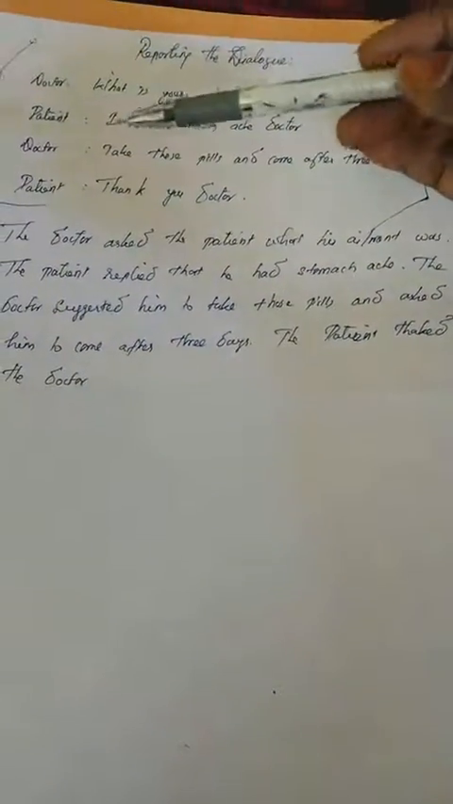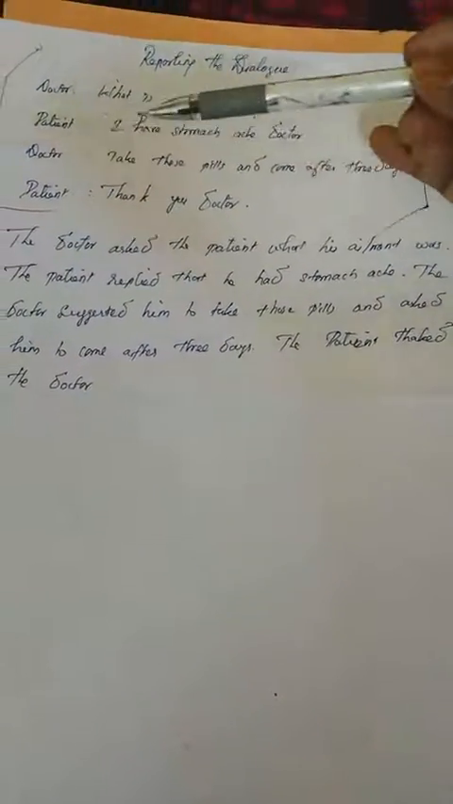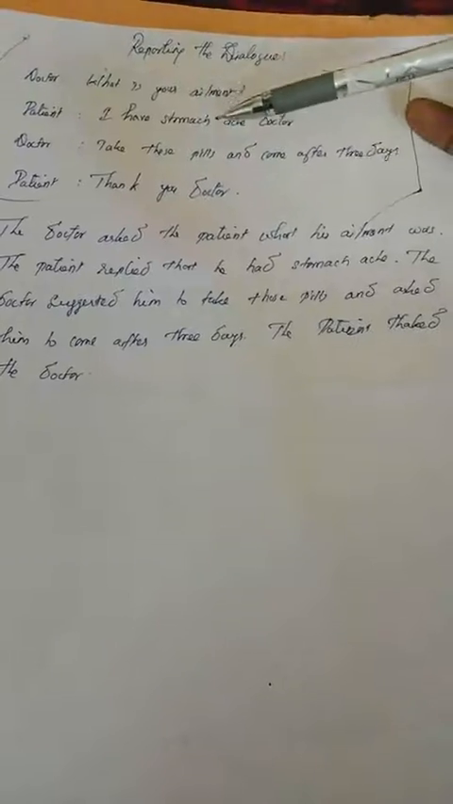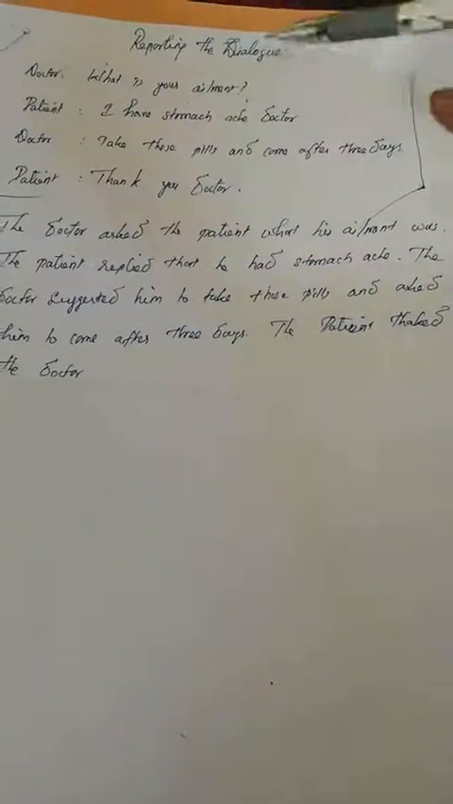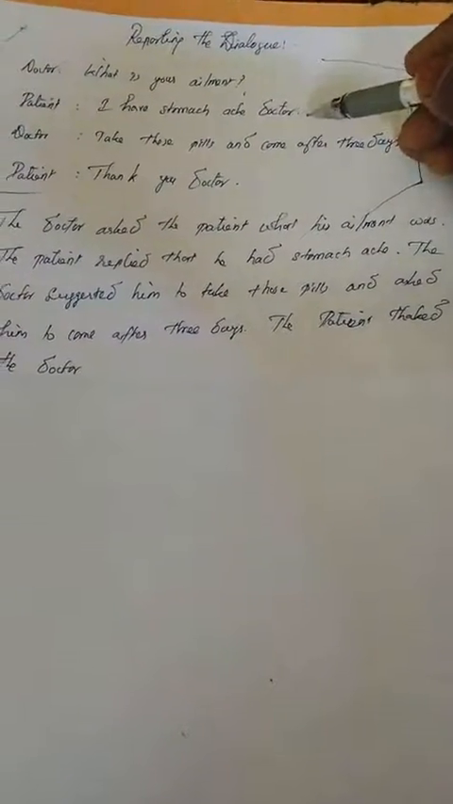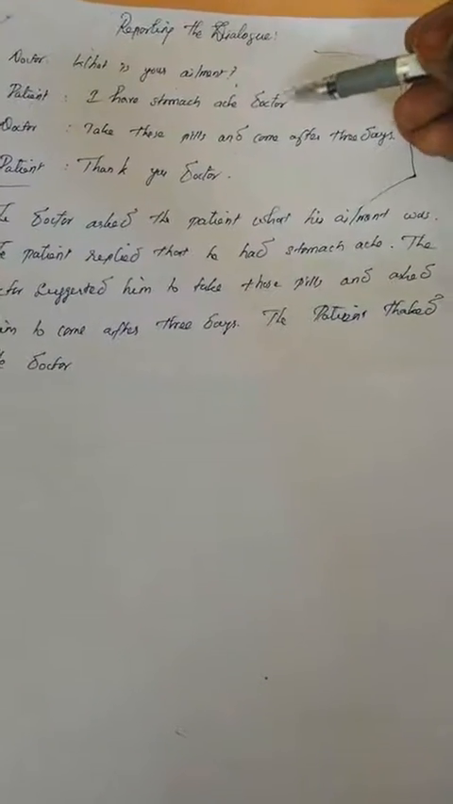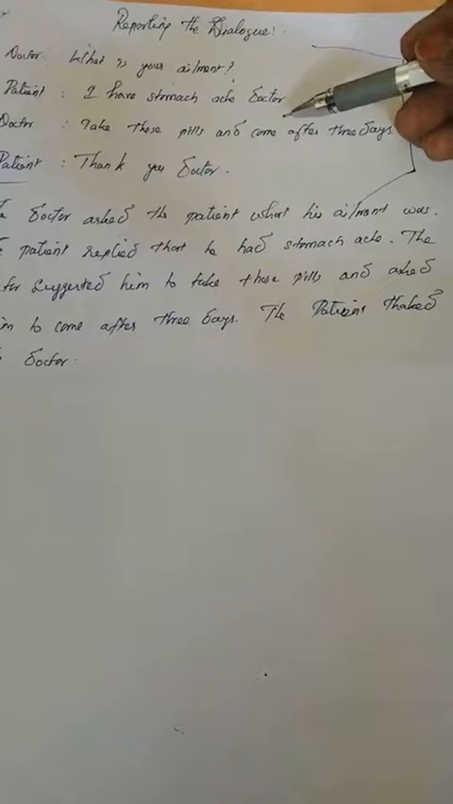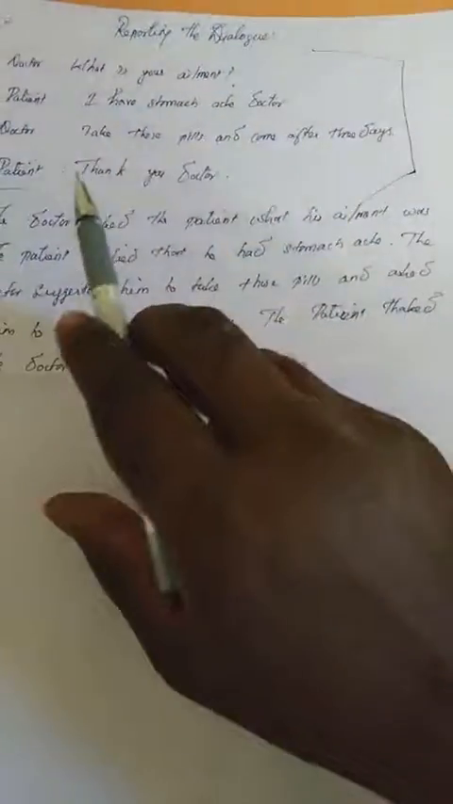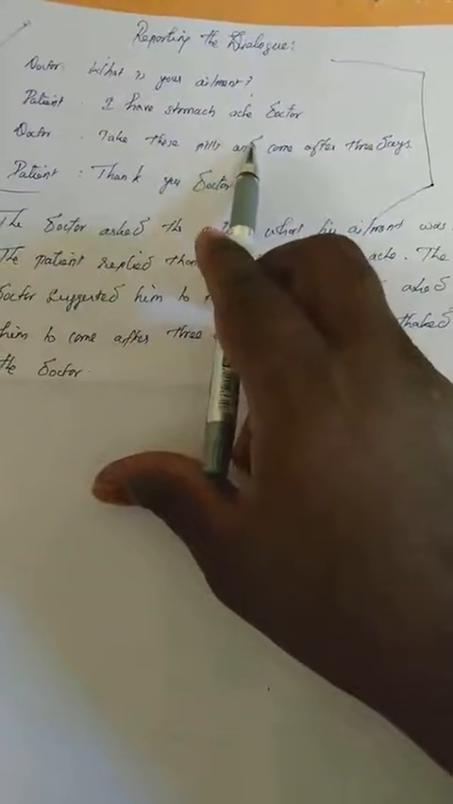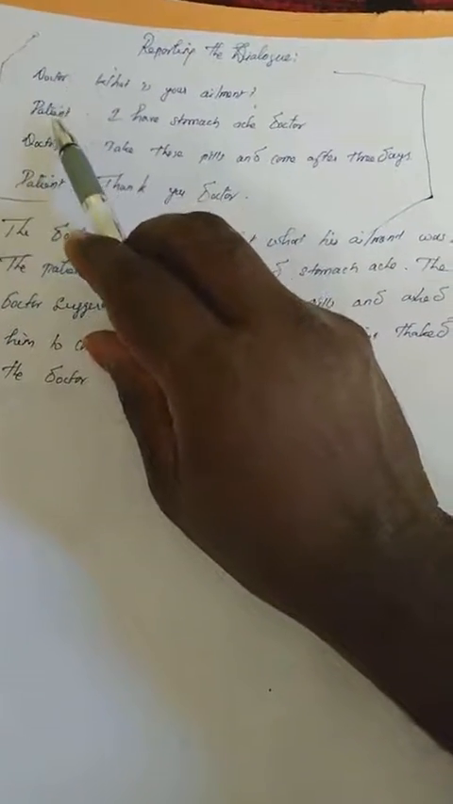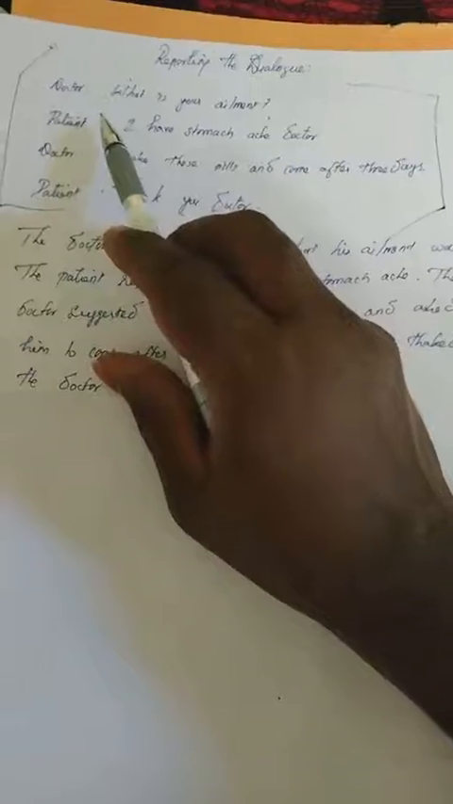So second one, who starts? The patient. What kind of sentence? "I have stomach ache." This comes under the statement sentence. It doesn't end with a question mark, and there are no exclamatory or interrogative elements. So this sentence comes under the statement, right? Affirmative. So "I have stomach ache, doctor." The doctor asked the patient, and for that the patient is replying. So how can you write?